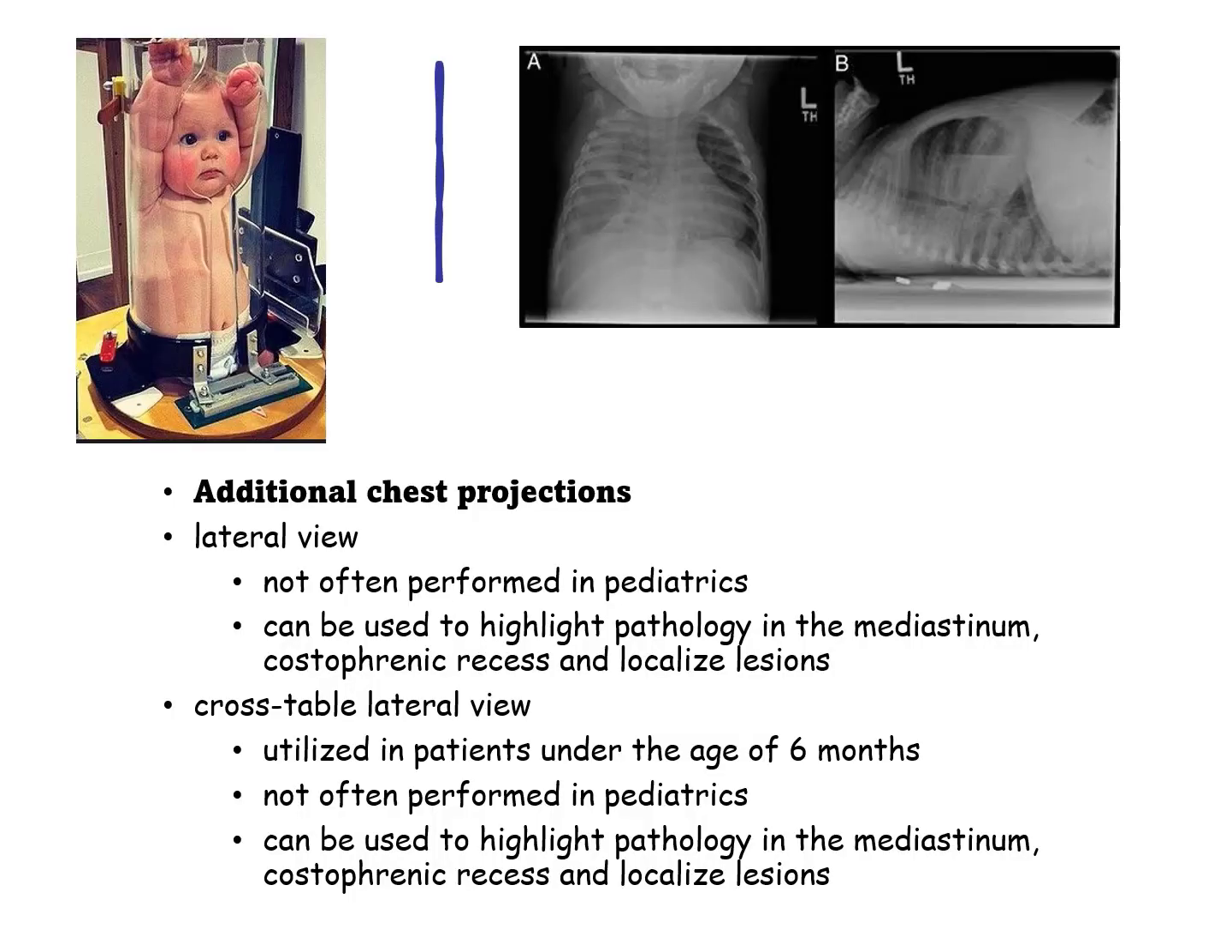Let's look at some additional chest projections. The lateral view. The lateral view is not often performed in pediatrics, but it can be used to highlight pathology within the mediastinum, show the costophrenic recess, and localize lesions or foreign bodies. We can also do a cross-table lateral view, and this is used in patients under the age of 6 months. It's not often performed in pediatrics, but again, it can show pathology in the mediastinum, the costophrenic recess, and localized lesions.